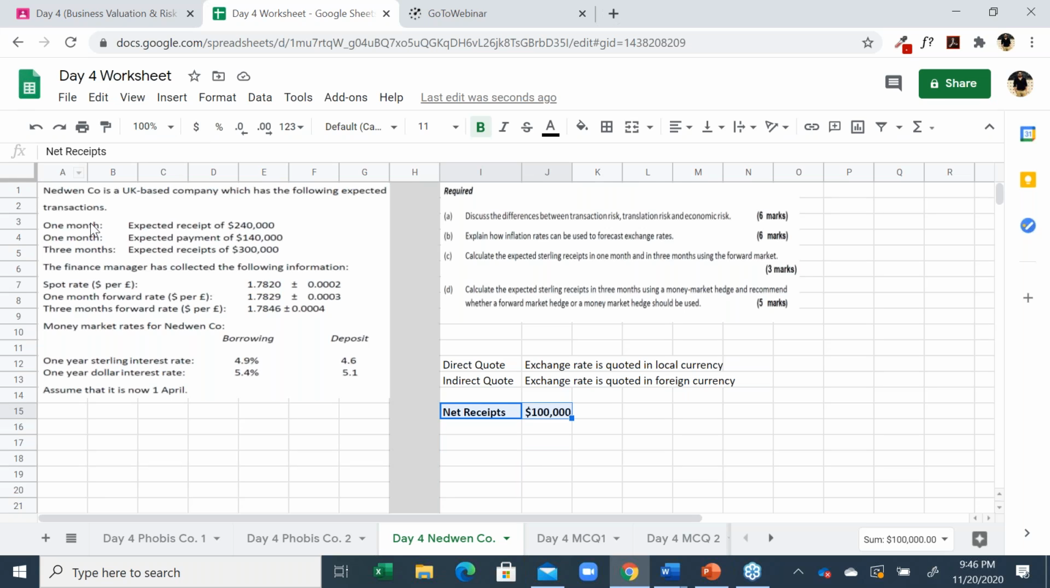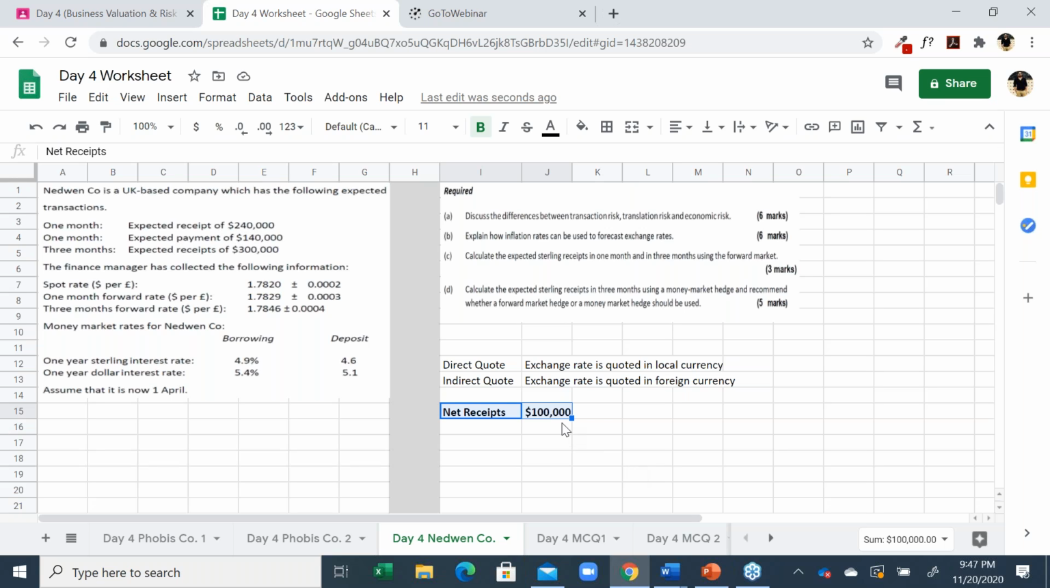Okay, because this company is going to receive $240,000 in 1 month's time, and it is also going to make a payment in the same currency after 1 month's time. So the timings are the same, and the currency unit, they both are the same. In that case, we first need to net off the figure. There is no point in hedging the receipt first and then hedging the payment.